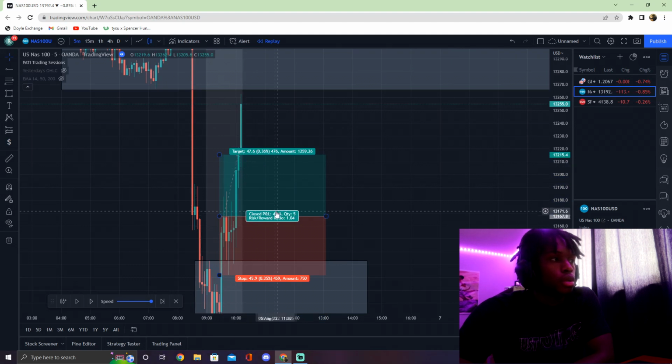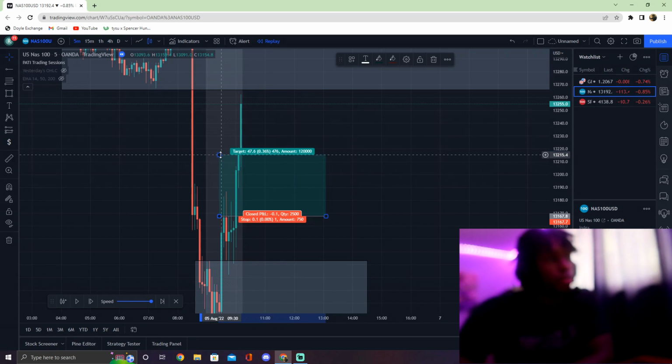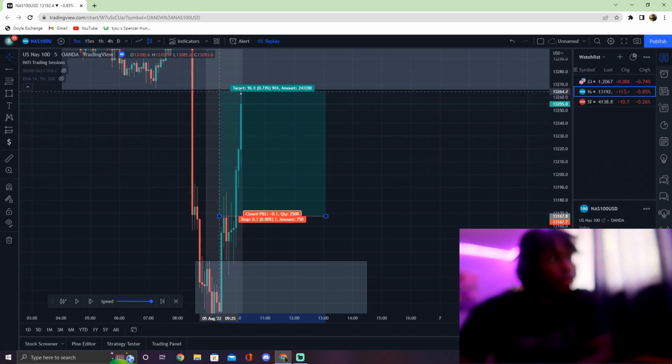Okay, it hit my 1-to-1. So whenever a trade for me hits my 1-to-1, I'll put my stop loss at break even and I'll start taking partials. So I'll take a profit of half the trade, but still actually be in the trade. So I'll take partials, and then I'll adjust my mental take profit all the way up to here.